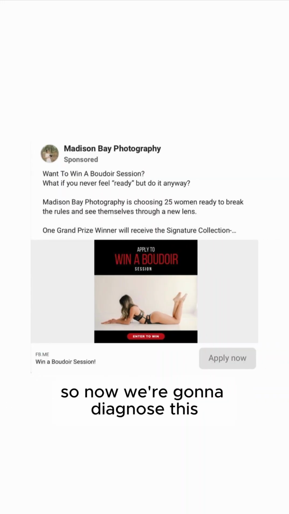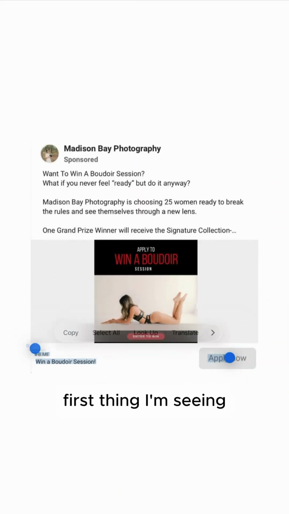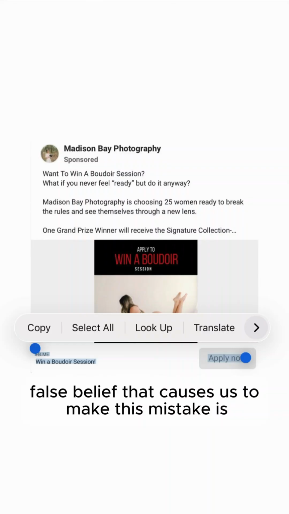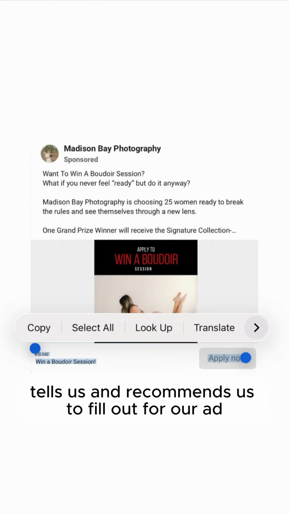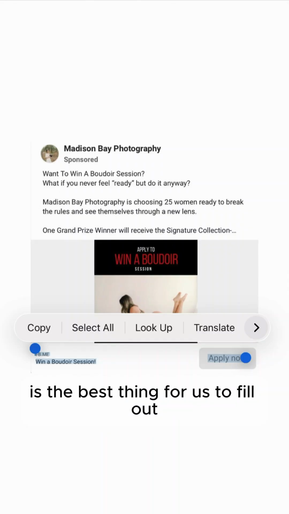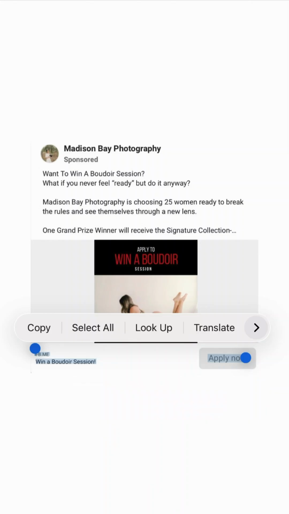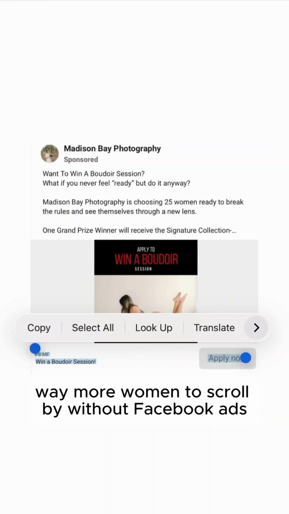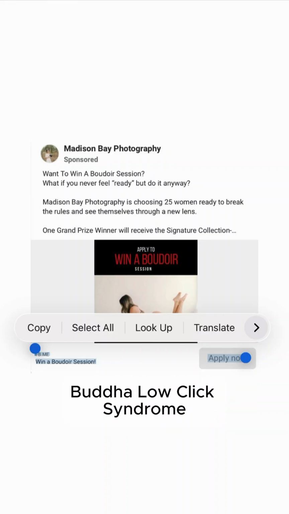All right, so now we're going to diagnose this if we believe it has BLCS, Boudoir low click syndrome. First thing I'm seeing, we've got the below creative cluster mistake. The false belief that caused us to make this mistake is we're believing that everything Facebook tells us or recommends us to fill out for our ad is the best thing for us to fill out, and not the best thing for Facebook when we fill it out. So it screws us because it causes way, way, way more women to scroll by our Boudoir Facebook ads than necessary, pulling our unique CTR under 6%, contributing to BLCS, Boudoir low click syndrome.